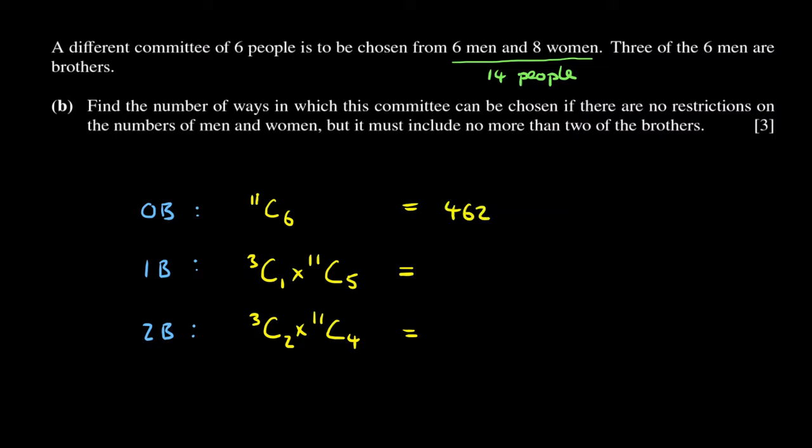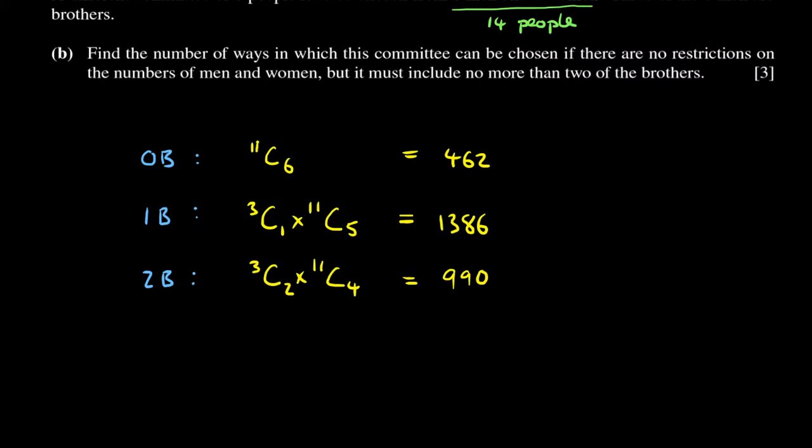And I've got 3C1 times 11C5, which is 1386. And I've got 3C2 times 11C4, which is 990. So these are the 3 different ways that I can have an outcome that I want. So I can either be this way, or this way, or this way.